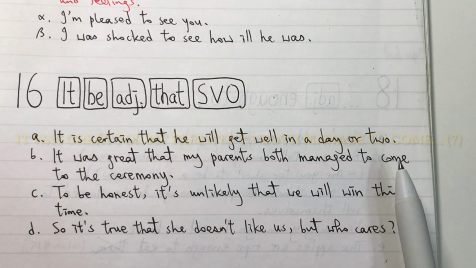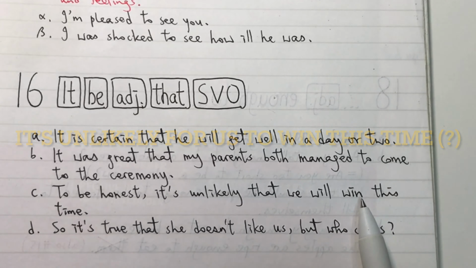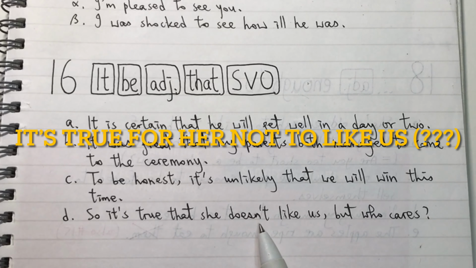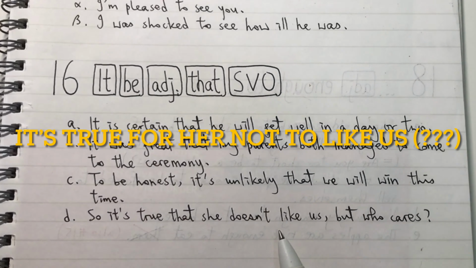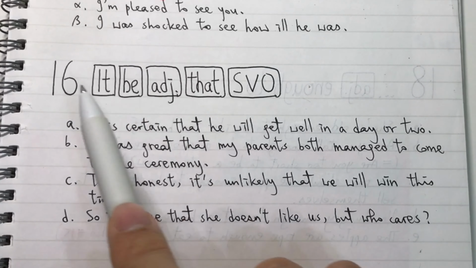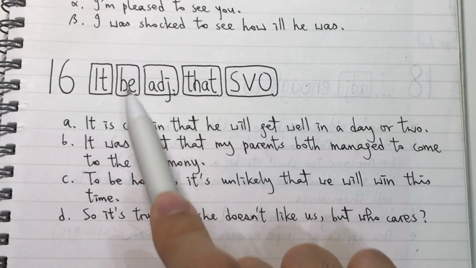It sounds okay. It's unlikely for us to win this time. It sounds okay. It's true for her to not like us. It doesn't sound okay. But why? Well, I can't quite explain, because it's not really about the pattern or meaning. It has something to do with the adjective.